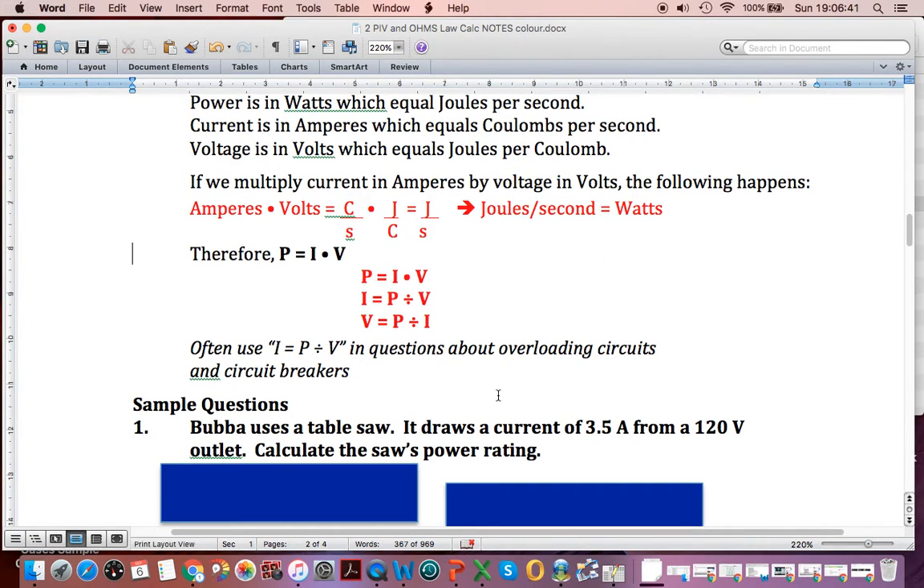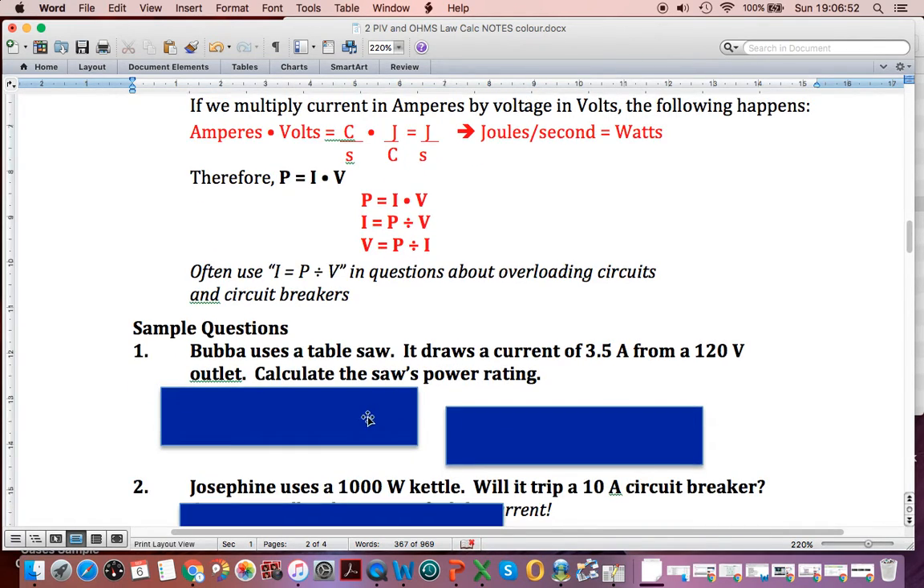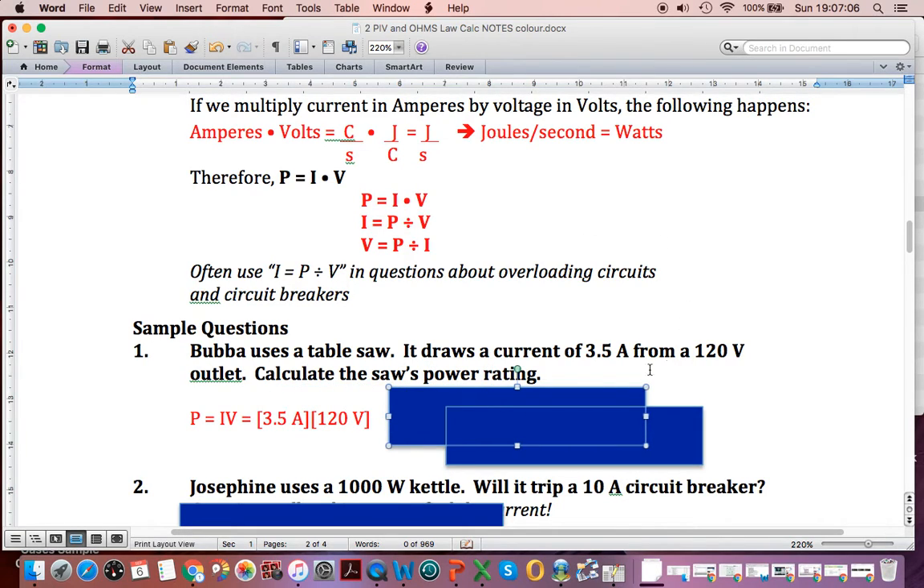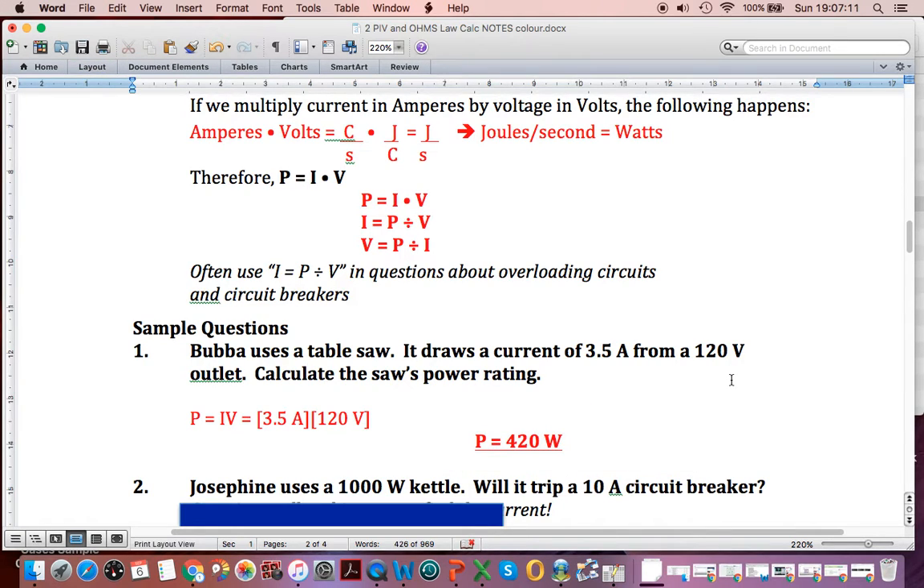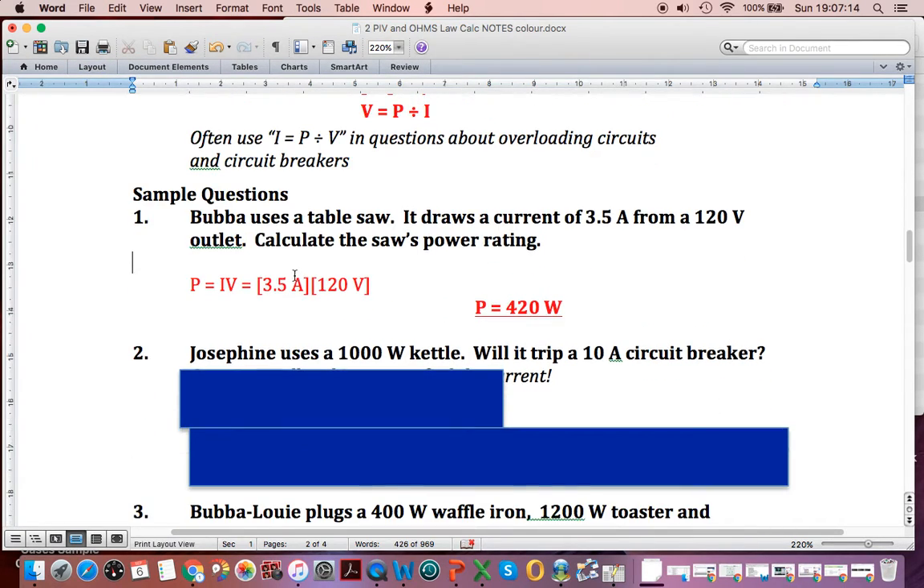It also reminds us that these kind of questions are often about overloading circuits. And so we'd look at this one to find out if our current is going to exceed the circuit breaker rating. So we have Bubba using a table saw. We have a current, we have a voltage, and we need the power. So we go power equals current times voltage. We plug in the numbers, and you probably don't need a calculator to figure that out. And it's 420 watts. Formula, substituted numbers, answer. If you follow these steps, it's really painless.